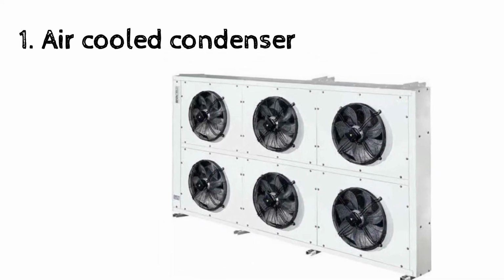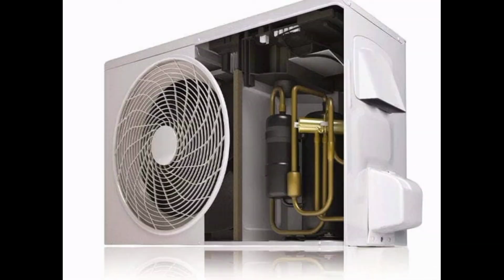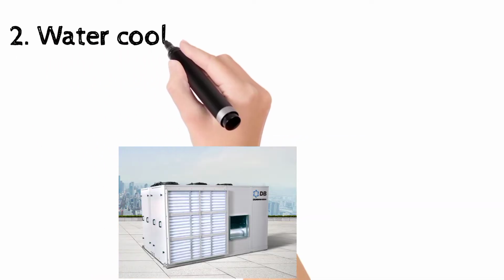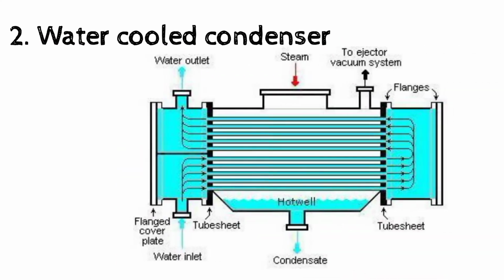First one, air cooled condenser. In an air cooled condenser, we remove the heat by using the air or blower. This type of system is used in small units such as window AC, small AC, split AC, small package AC, deep freeze, etc.